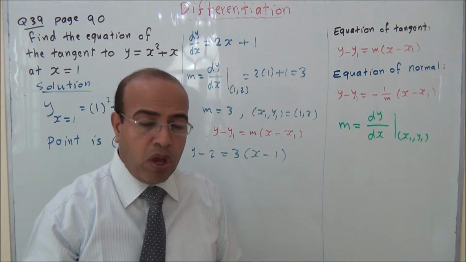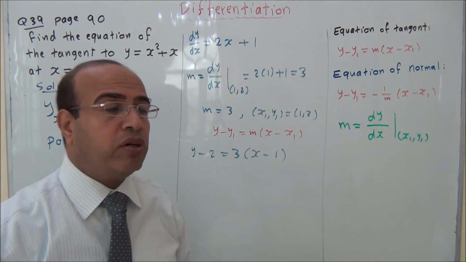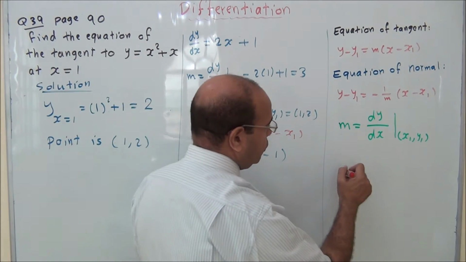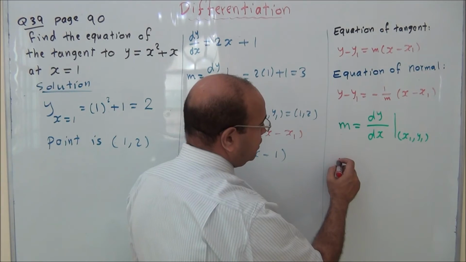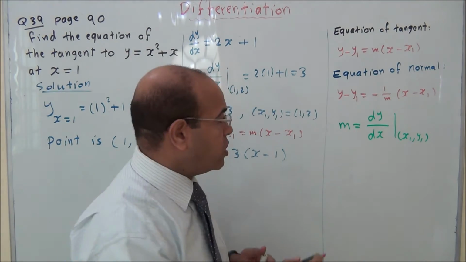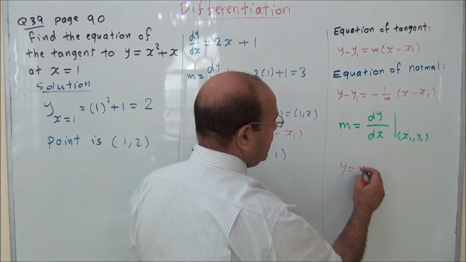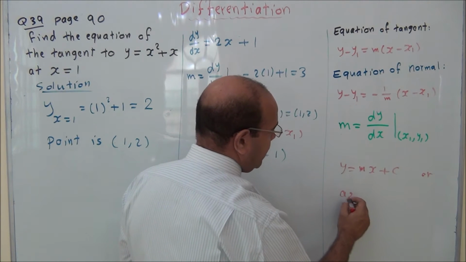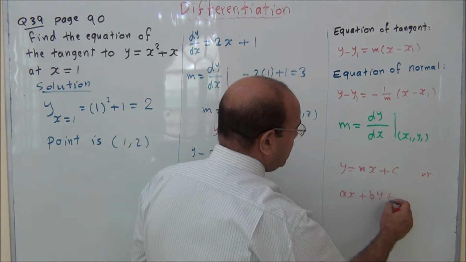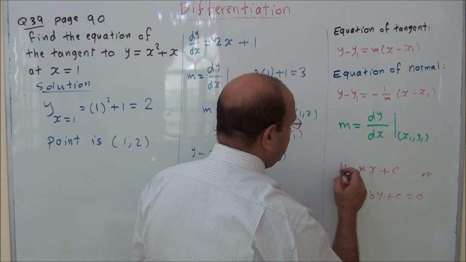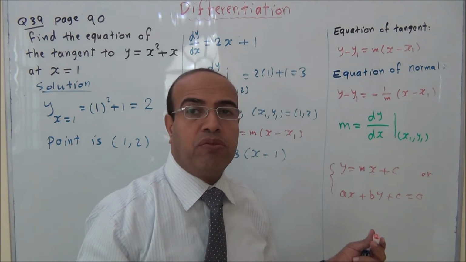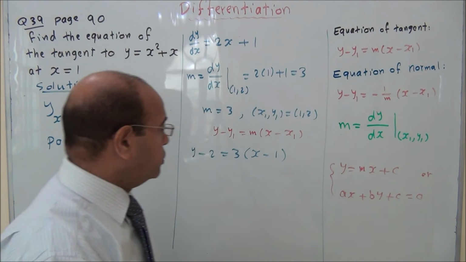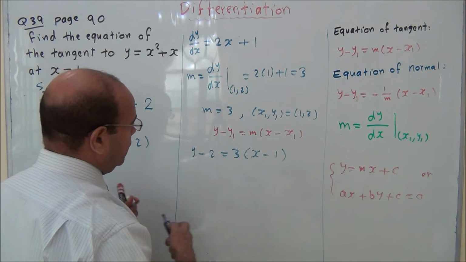We simplify. We have to write the equation of the normal or the tangent in this form. So the equation must be written in one of these two forms: y equals mx plus c, or we write it as ax plus by plus c equals 0. Then we have to write the equation in one of these two forms. So we simplify this equation.